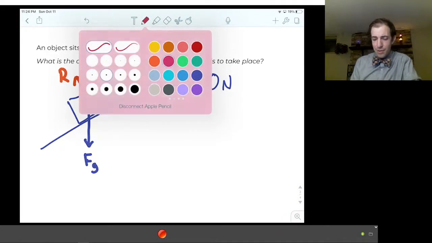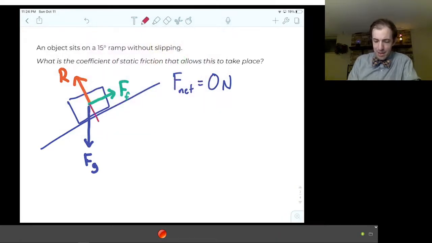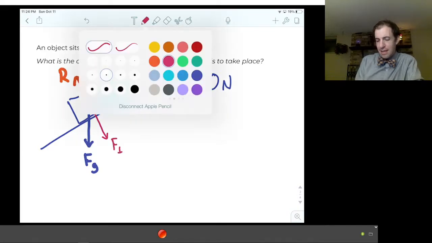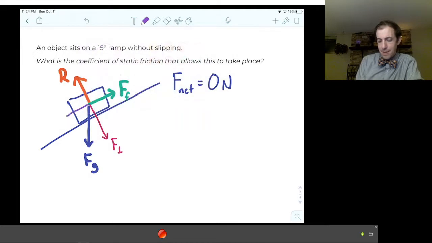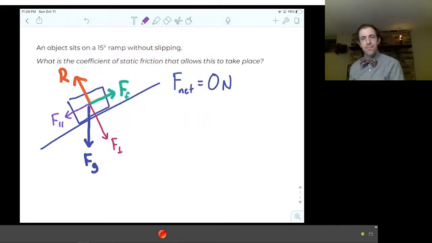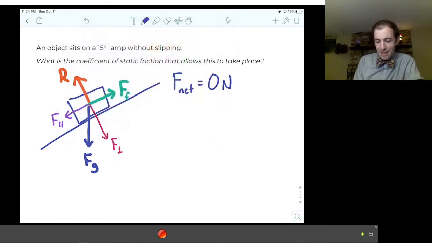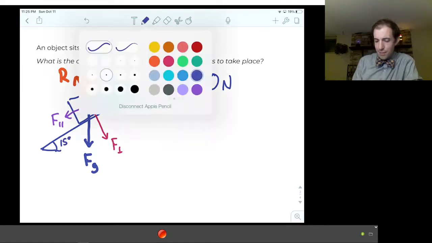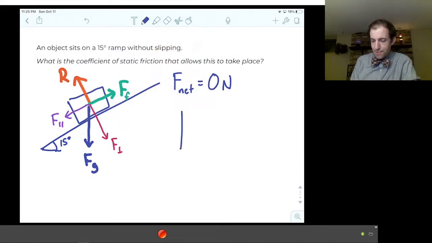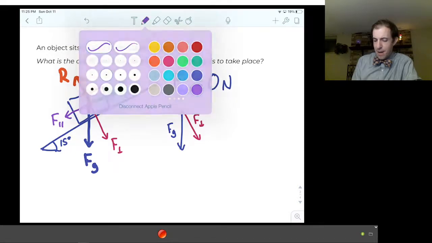So I am going to split this up into a force that is perpendicular, F perpendicular, and a force that is parallel, F parallel. All right, that forms a triangle that has an angle in common with this 15-degree angle that we started with here. So I can redraw that triangle over here. Looks something like this. This is FG. This is F perpendicular. And this is F parallel.